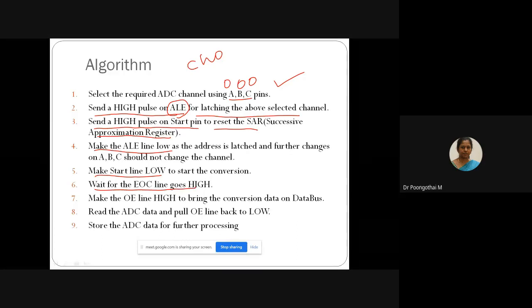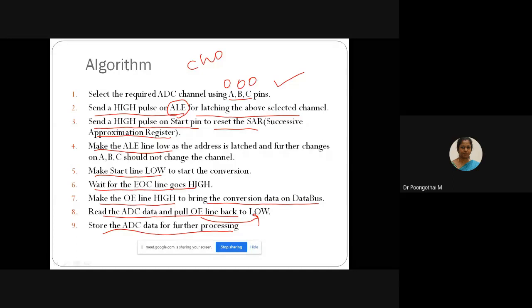So if it becomes high, make output enable high to bring the converted data onto the data bus, read the ADC data, and again make OE low, and store the ADC data for further processing. So these are the steps involved.